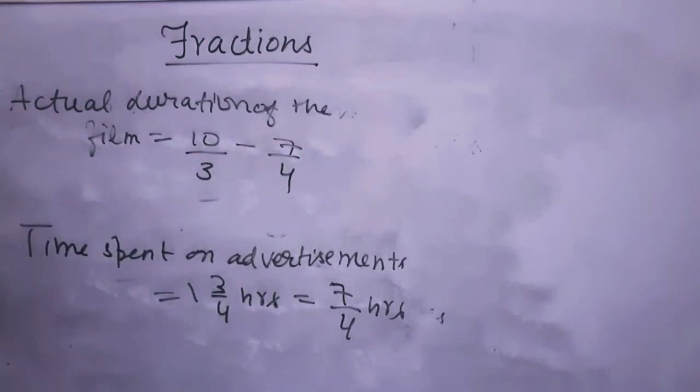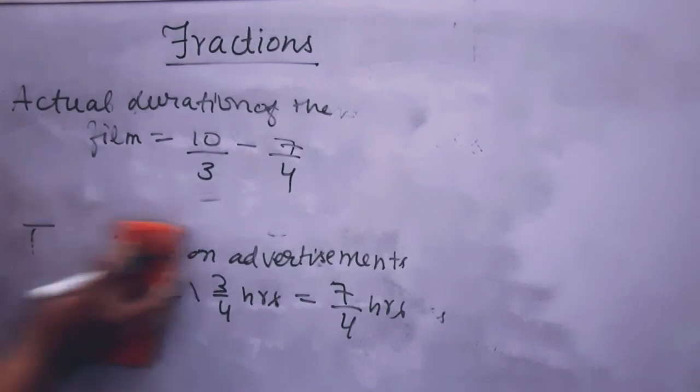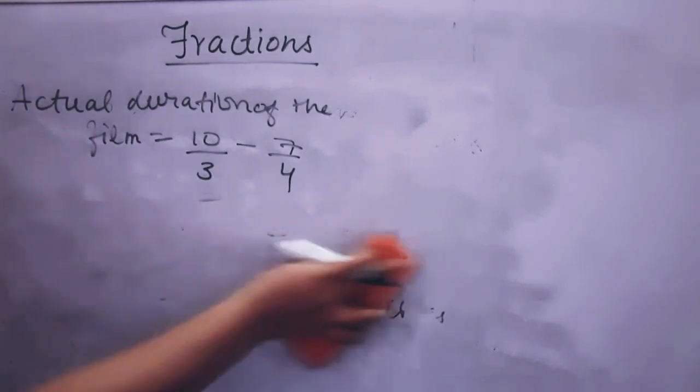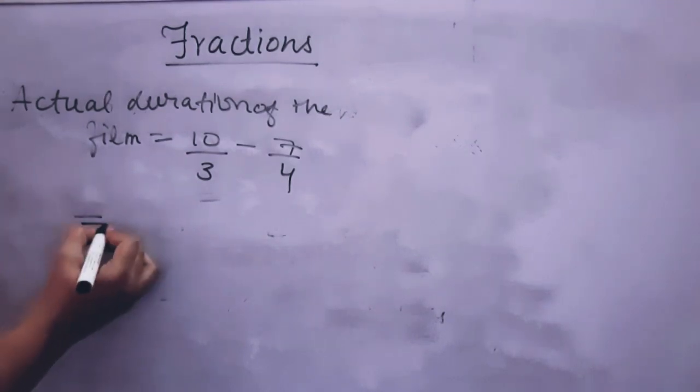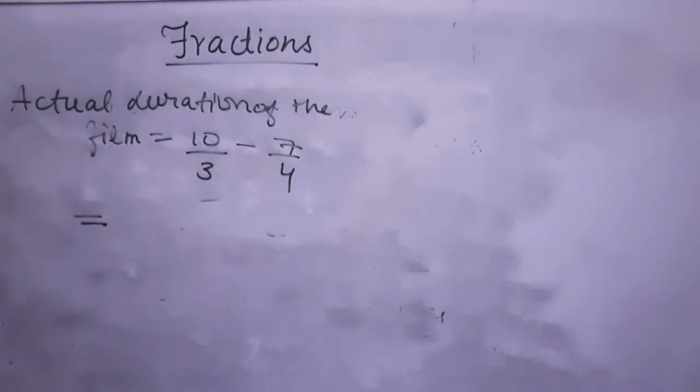Now again 3 and 4 are which type of numbers? So I told you that I will be telling you the answer at the end of the video. So the answer is 3 and 4 are co-prime numbers. And what are co-prime numbers? Students, please reply to me in the comment section what are co-prime numbers.